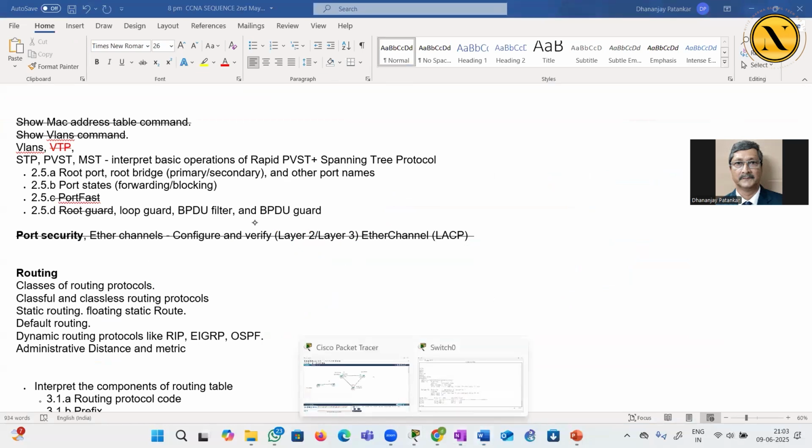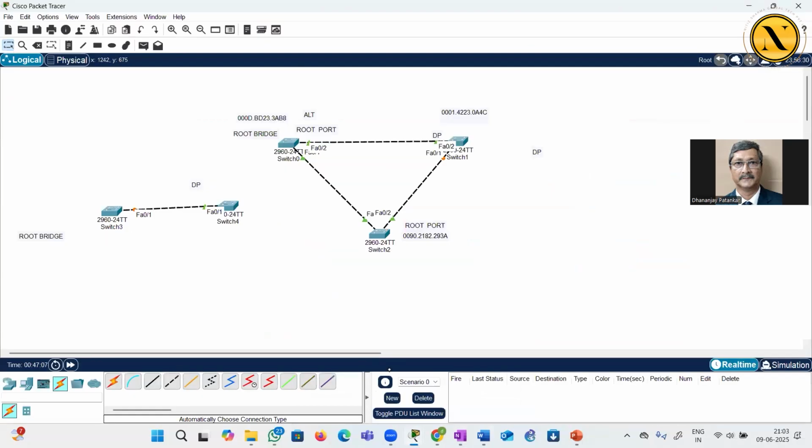What is the command? We are talking about BPDU guard, right? On any port where I do not expect a BPDU to be received, that means a port where an end user should be connected, if somebody connects a switch, maybe an unauthorized one, that port should immediately drop down.